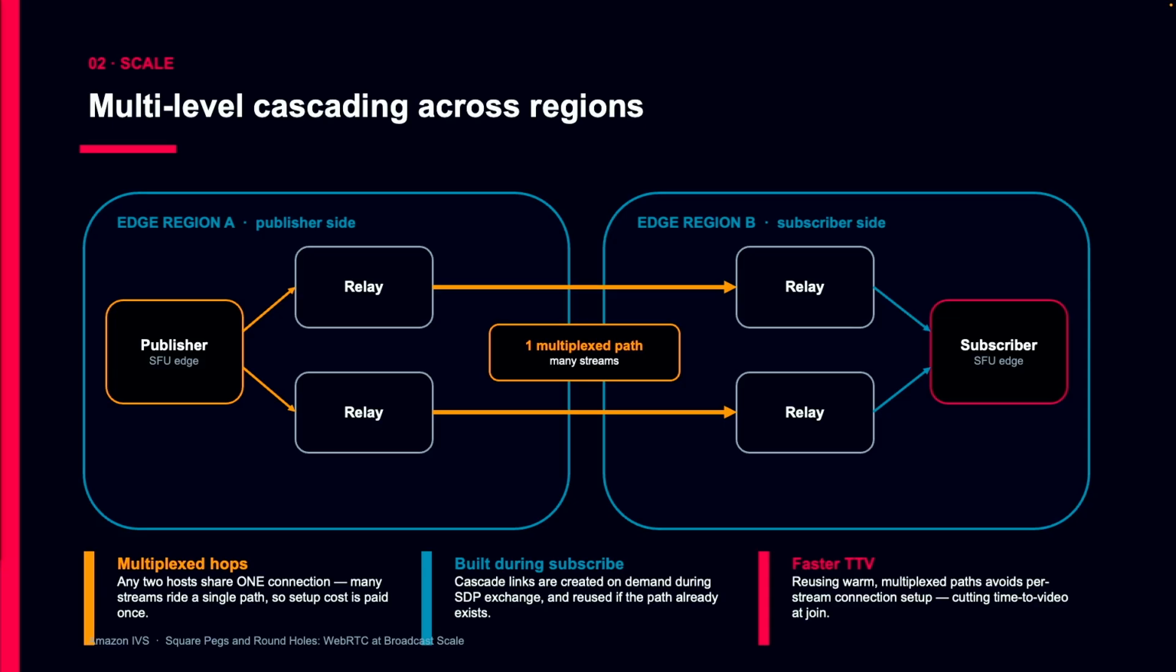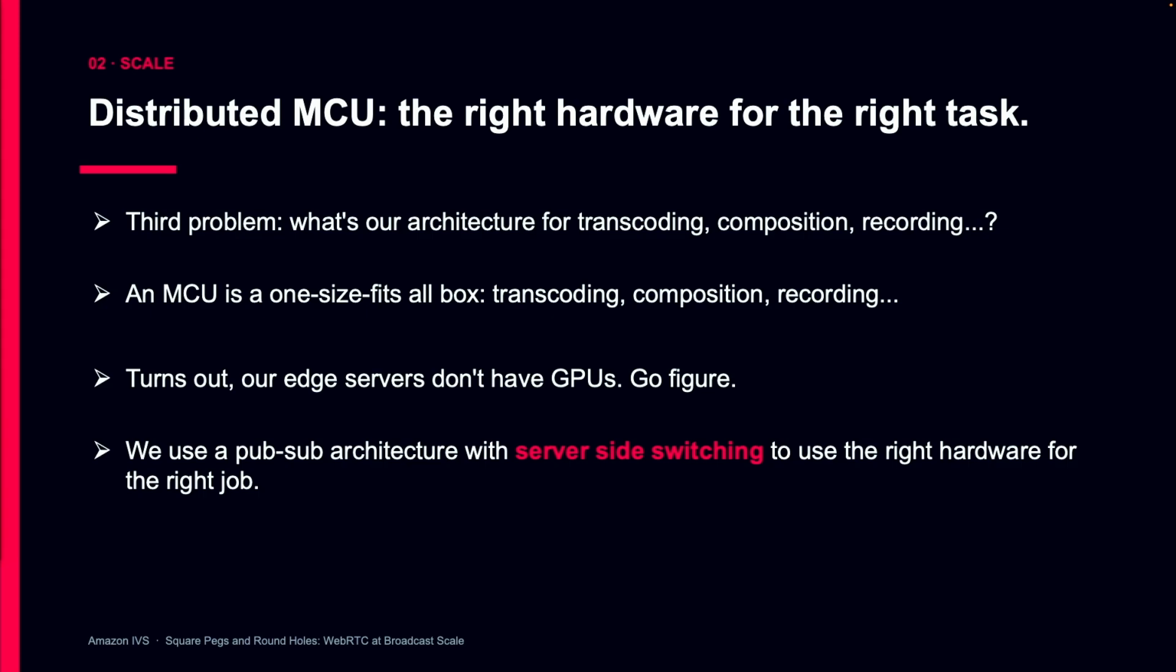Oh, and when we first launched this, we didn't have any relays, but this is a beautiful AI-generated diagram of what this largely looks like today. So publishers connect to the edge SFU nearest to them. There are relays with multiplexed connections there. Then those connect to the subscriber SFU, which goes to the subscriber. The key thing here is those cascading links are built on demand during SDP exchange. Warm path is faster TTV on joining. And then we aim to have only a single cascading connection between those hosts based on how many sockets we have available.